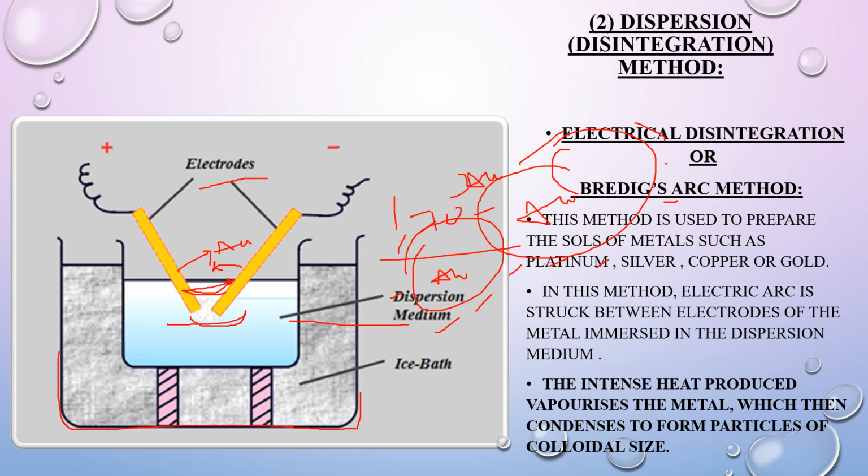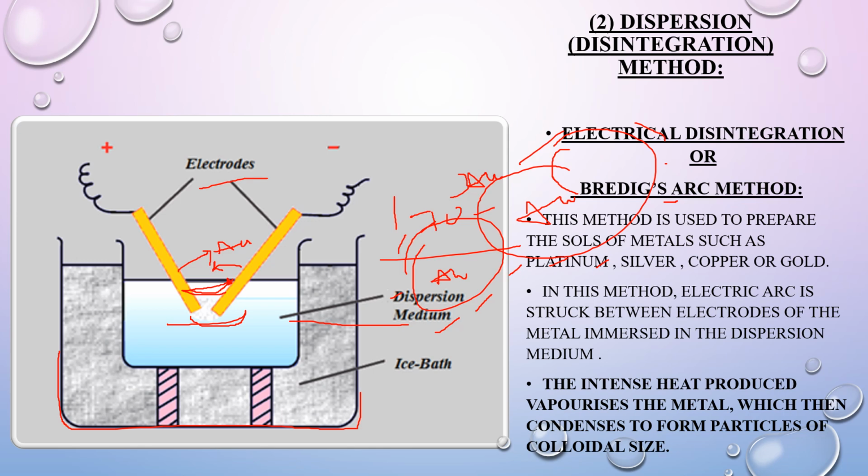Because both are negatively charged now, and both will repel each other. So due to this repulsion, or due to this charge creation on the surface of the metal, they will get stable or will get suspended, and will not form a bigger molecule.